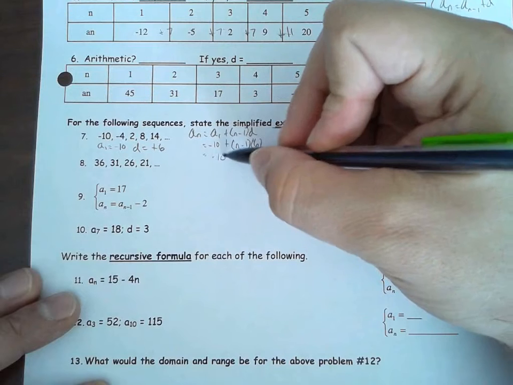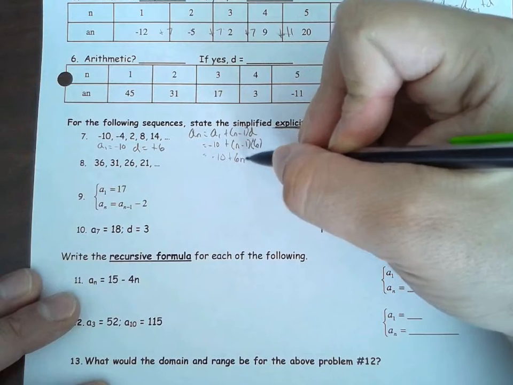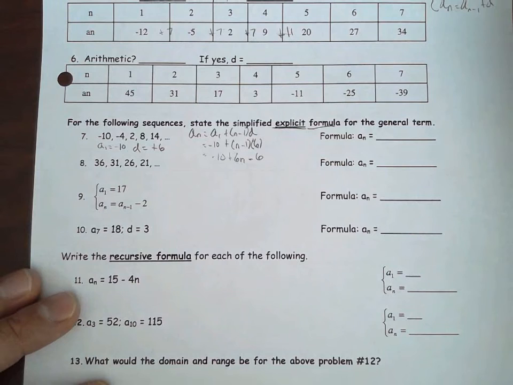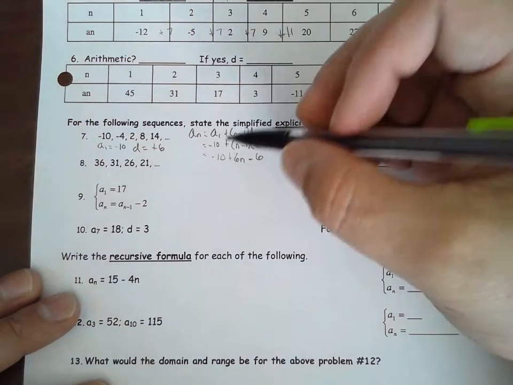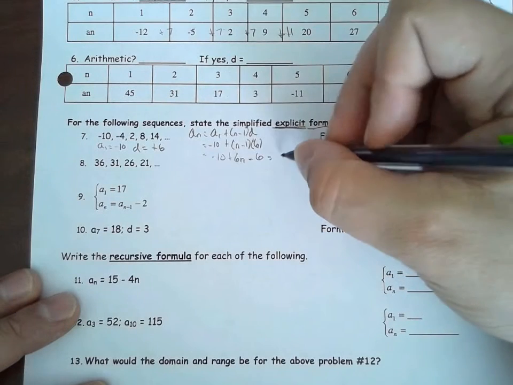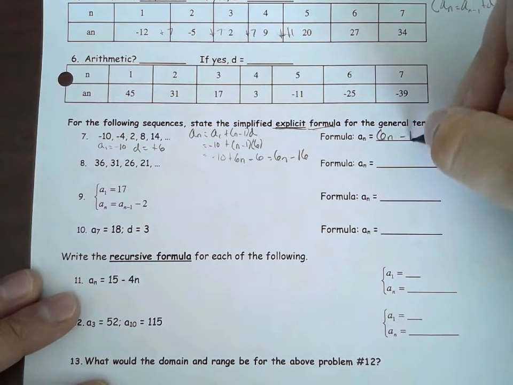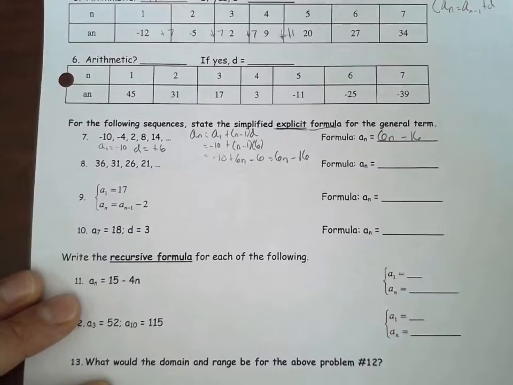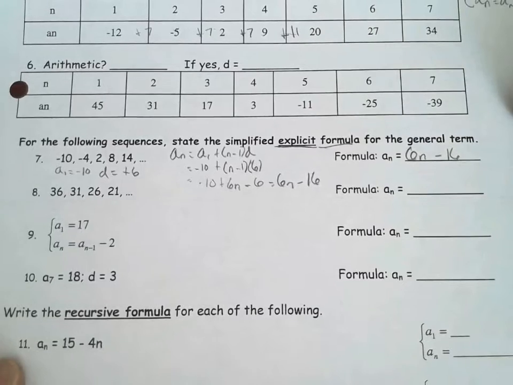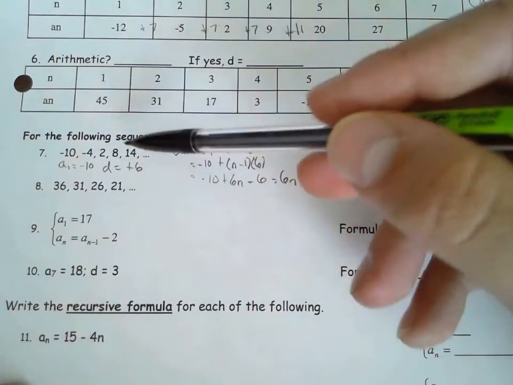Distribute the 6 to the n, don't distribute the negative 10, so plus 6n, 6 times n is 6n. Negative 1 times 6 is minus 6. Alright. And then combine like terms. Negative 10 plus negative 6 is negative 16. Put the 6n in first. And there's your formula: A_n equals 6n minus 16. And I'm going to bring this down just a little bit so it might be a little easier to see. There we go. And that's it. Okay, so same thing for 7, 8.